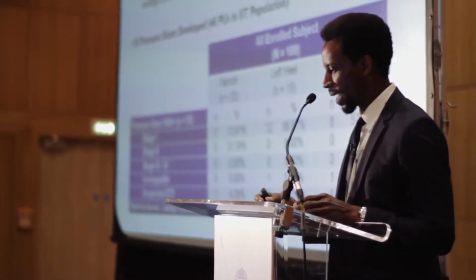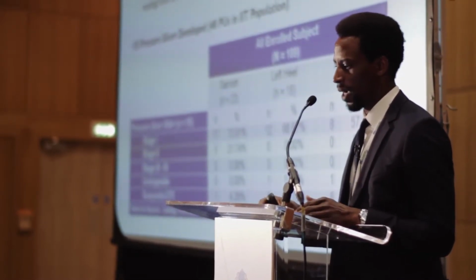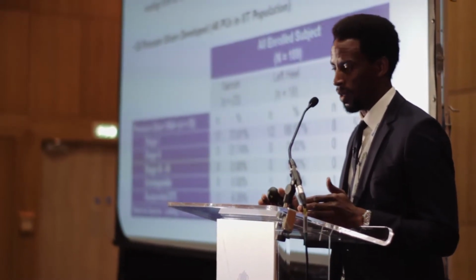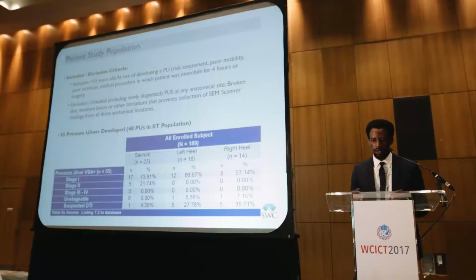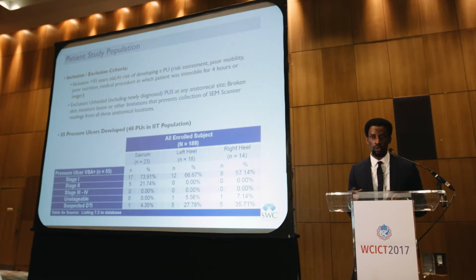So the final data from the study was that we were able to identify 55 pressure ulcers that occurred during the course of the study. The key with the 55 pressure ulcers was what type of pressure ulcers they were, and then how early the SEM scanner was able to identify these pressure ulcers prior to the visual assessment or visual identification of them.